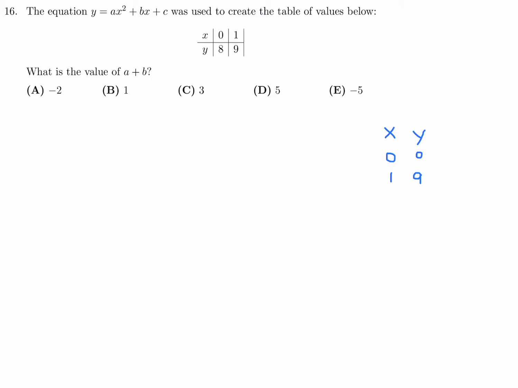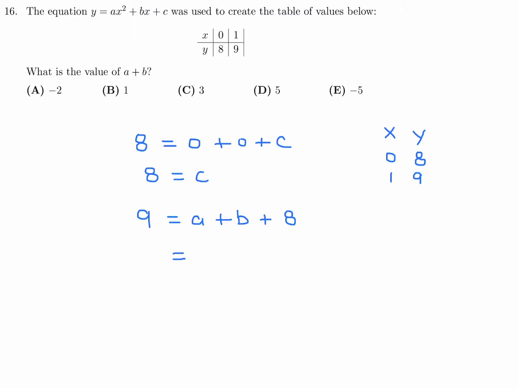X is 0 and y is 8 into this equation right here. So 8 for y and 0 for x, so I get 0 plus 0 plus c. So very quickly I get c is equal to 8. Okay, let's now substitute 1 and 9. So when y is 9, I get a plus b plus c, but c is 8.